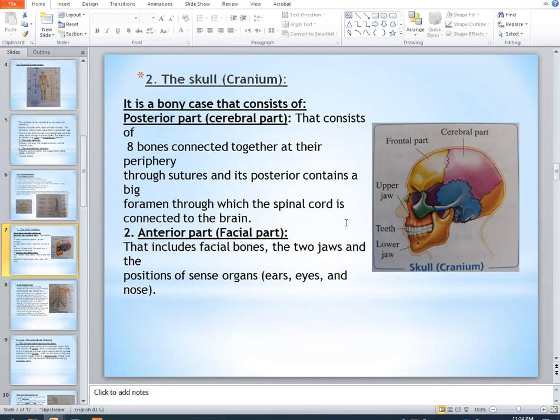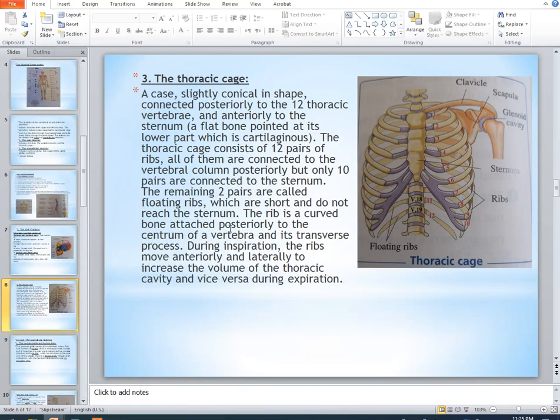The skull is called the cranium. It's a bony case that consists of a posterior part, the cerebral part. It consists of 8 bones connected together at their periphery through sutures, and its posterior contains a big foramen through which the spinal cord is connected to the brain. The second part is called the anterior part or facial part. It includes facial bones, the 2 jaws, first jaw and second jaw, and the position of the sense organs, ear, eye, and the nose.